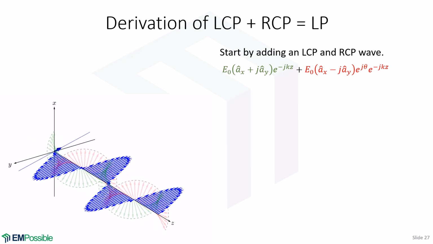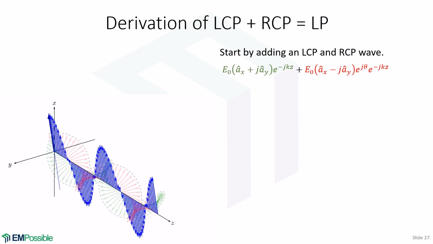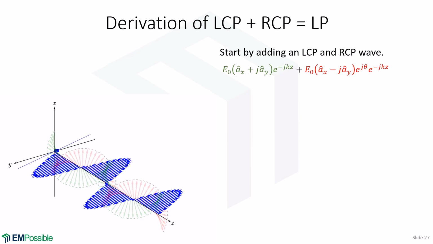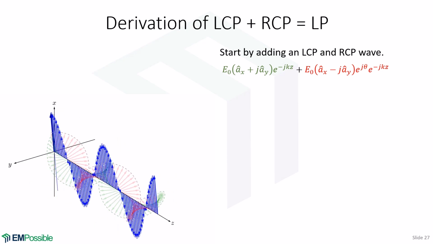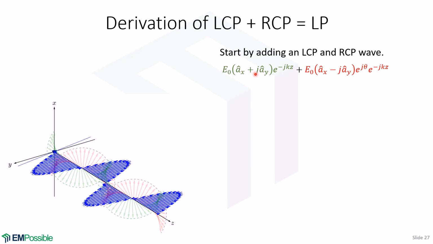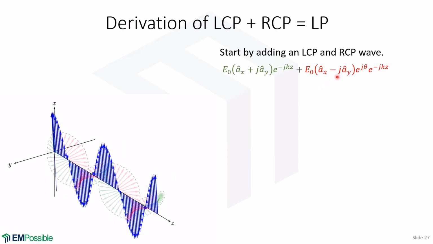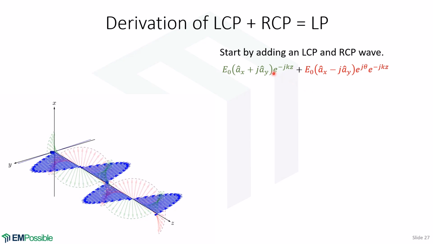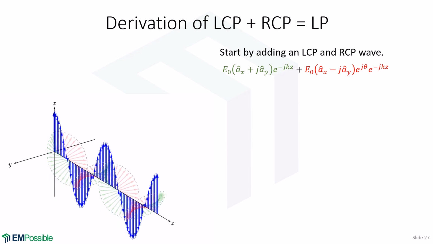It's worth stepping through the derivation to show that if we add two circularly polarized waves, a left and a right, with any phase between them, we always get a linear polarization out, where the phase between them leads to a tilt angle. So we start by summing a left and a right circularly polarized wave, and you'll notice the only difference here is a plus j for the left circularly polarized and a minus j for the right. And then we also added phase to the right circular polarization. There is no phase term over here. So the theta represents the phase difference between the two.